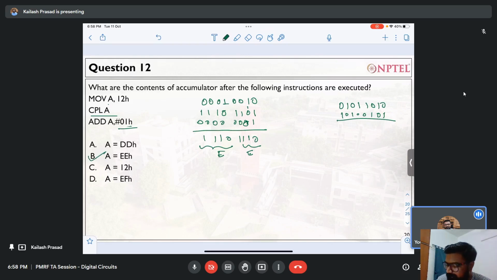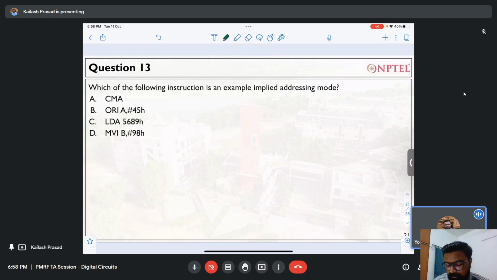So we have moved to question number 12. We have two more questions. Let me move to the 13th one. Which of the following instructions is an example of implied addressing mode? Okay, can you quickly tell me which one is implied addressing mode?